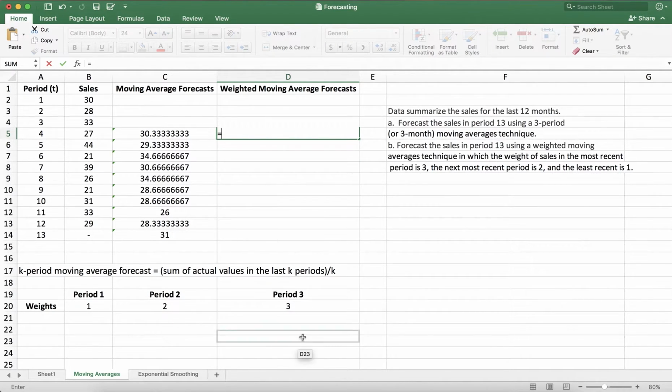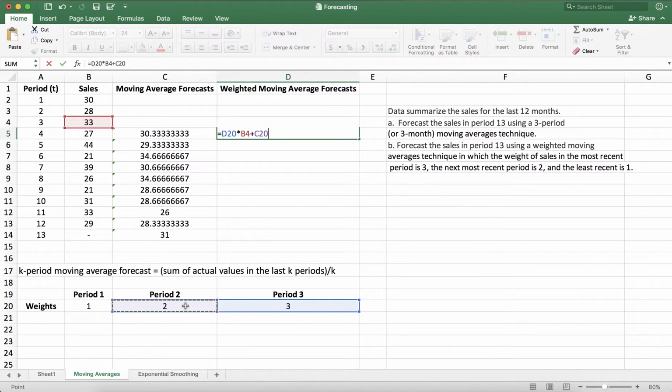So the calculation will include the product of the weight and the actual sales value, plus the weight of the next most recent time period times the sales in the next most recent time period, plus the weight of the last times the sales in the least recent time period. Okay, so I'm going to sum these up. So I put them in parentheses. As you can see, this summation at the end will be in parentheses, and I'm going to divide the sum by the sum of the weights. Okay, so I find that sum and I divide it by the sum of the weights.